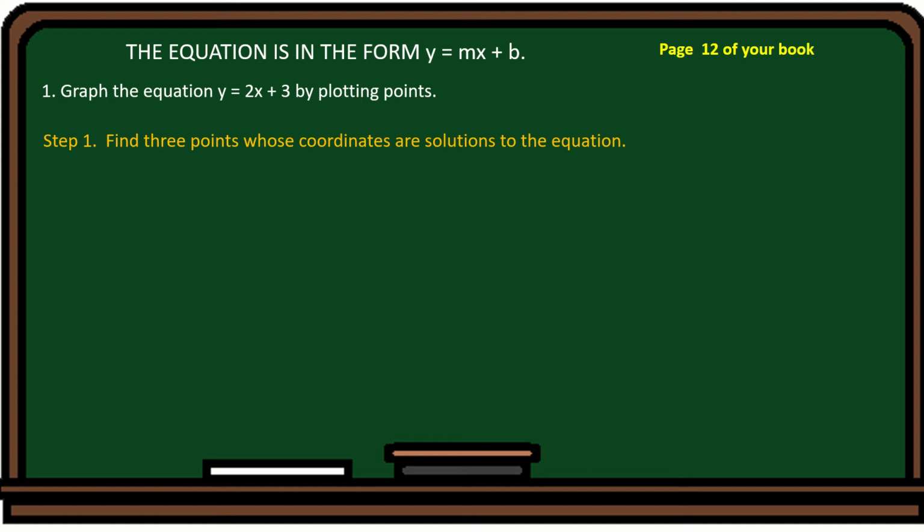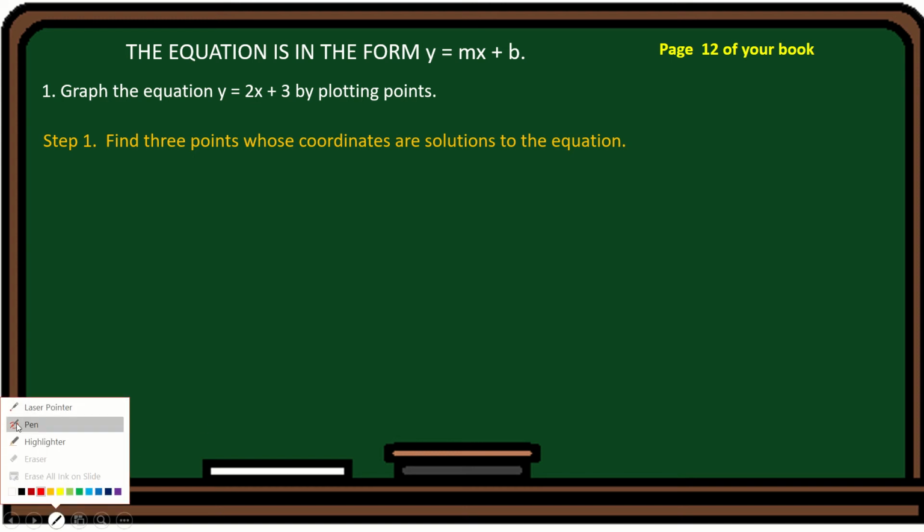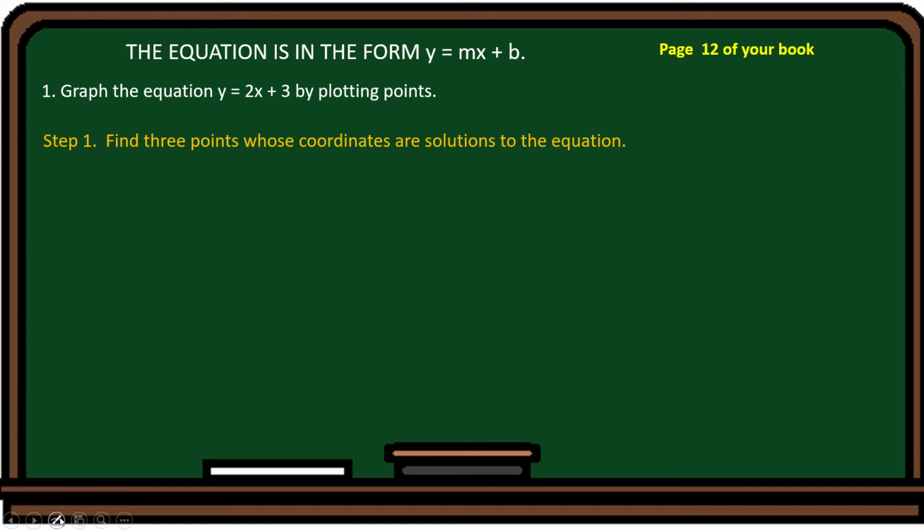So first, you can give any values for your coordinates. In this case, since it is in the form y equals mx plus b, y is isolated, so we will give the values for x. You can give any number for x. It could be positive, negative, or it could also be 0. So let's have x equal to negative 2.